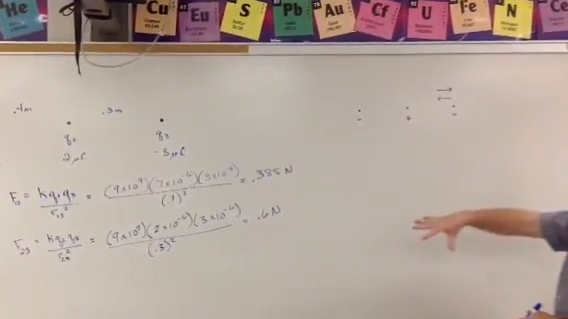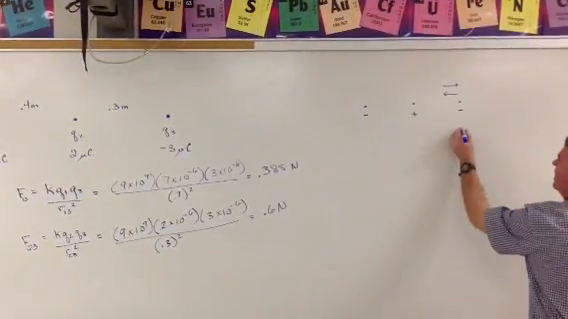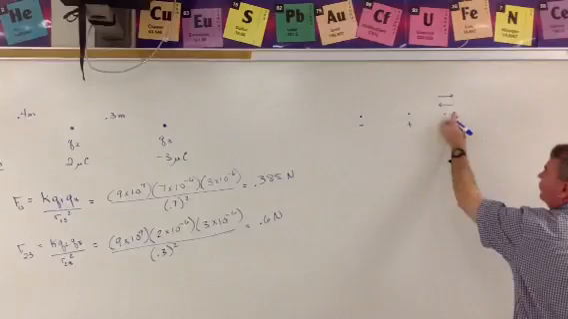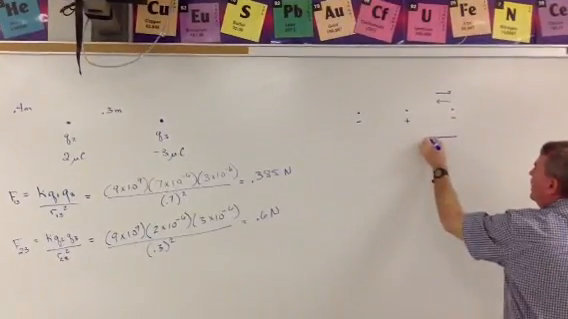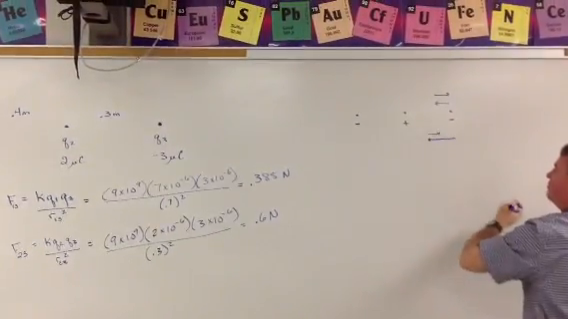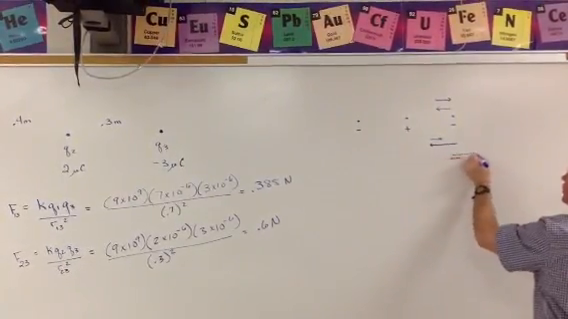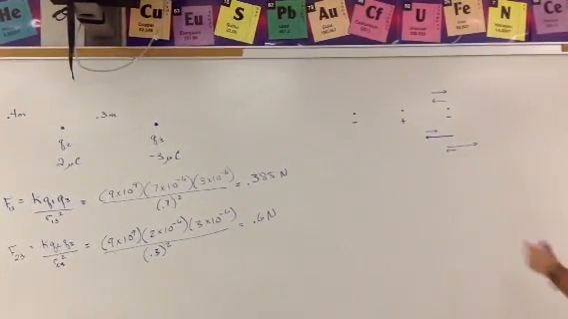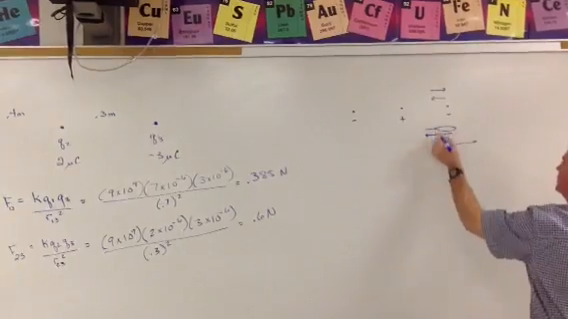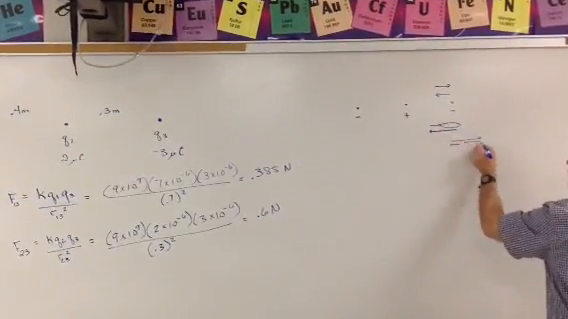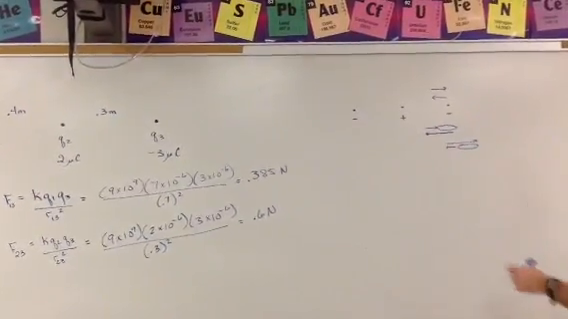And now we look at the forces. Now, it could be that the attractive force between these two is great and the repulsive force is small, or the attractive force is small and the repulsive force is great. So we don't know if the net direction is going to be to the left or to the right. So we look at the forces.